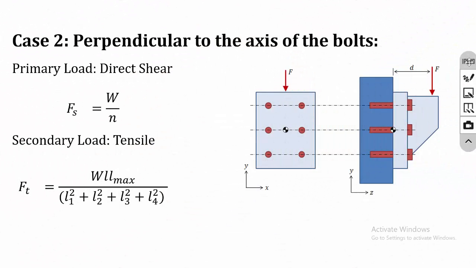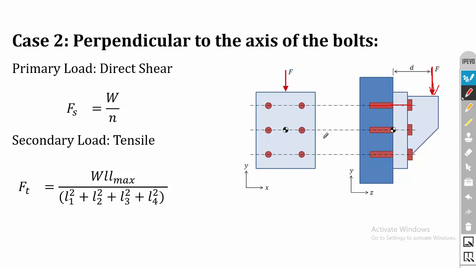In this lecture, I am going to discuss the design of bolted joints when the eccentric load is acting perpendicular to the axis. So this is case 2, where the load acts perpendicular to the axis of the bolt. This is the axis of the bolt and the load is acting in the perpendicular direction. So here the bolt and the load are acting on different planes, and that is why it comes under case 2.